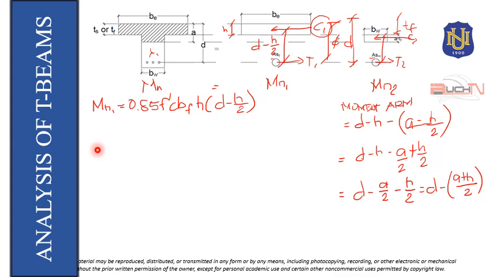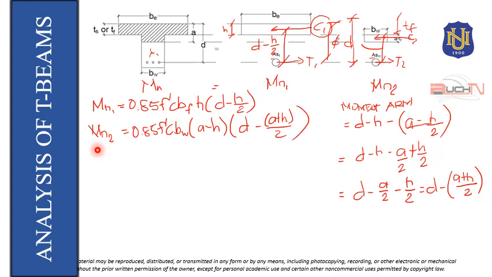So, to get the second nominal moment capacity of the beam, so that will be Mn2 is equal to 0.85 F prime C. So, that will be compression dun sa second diagram. So, that is based on BW times A minus H times D minus A plus H over 2. So, yan ngayon yung value natin ng second nominal moment.